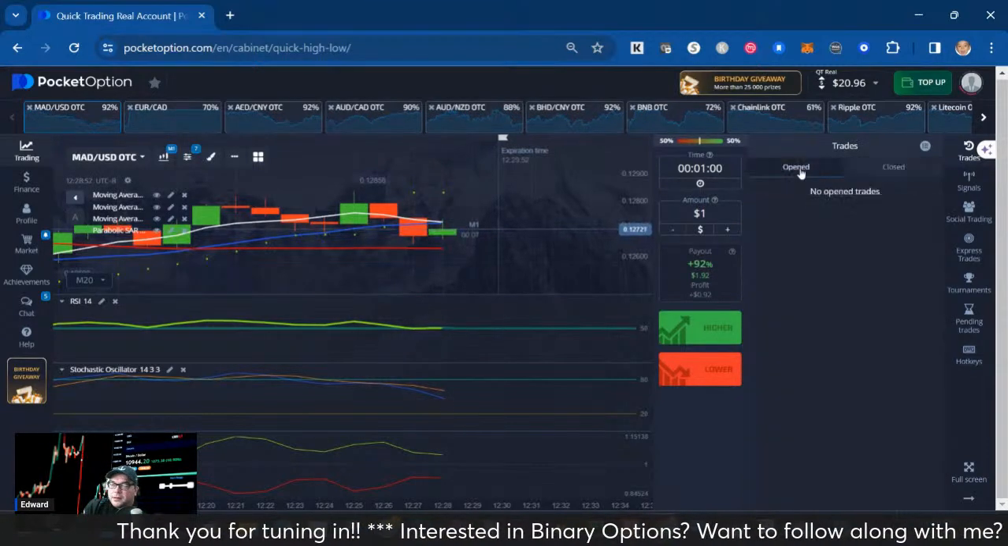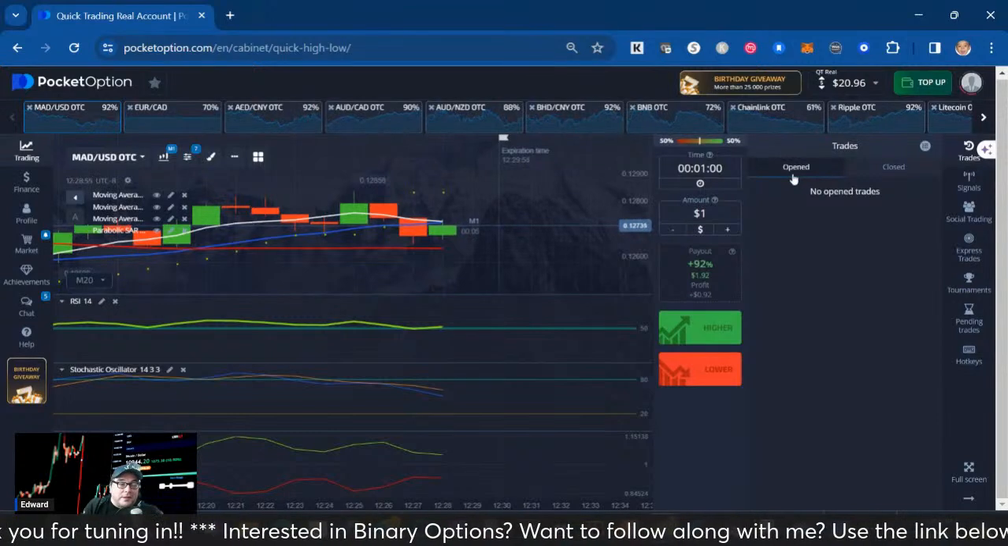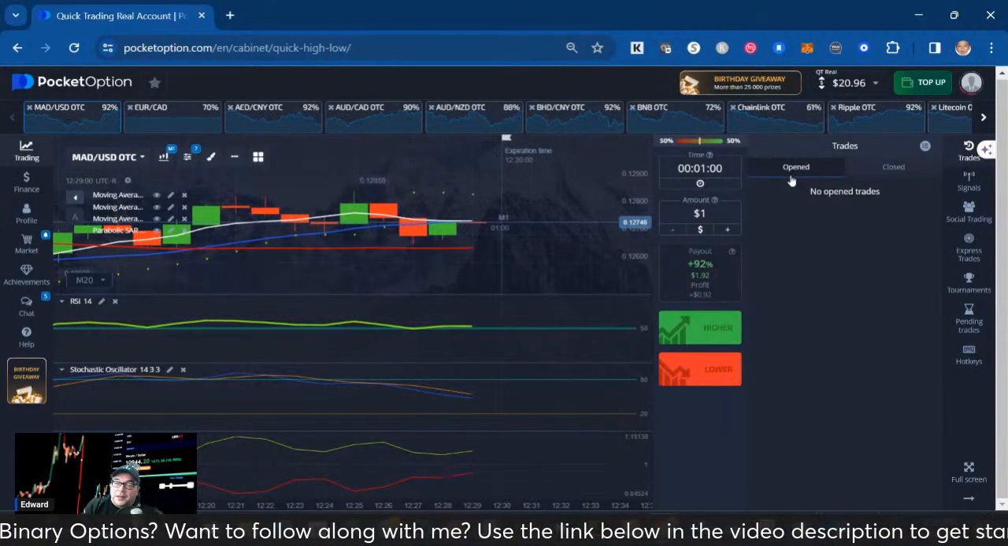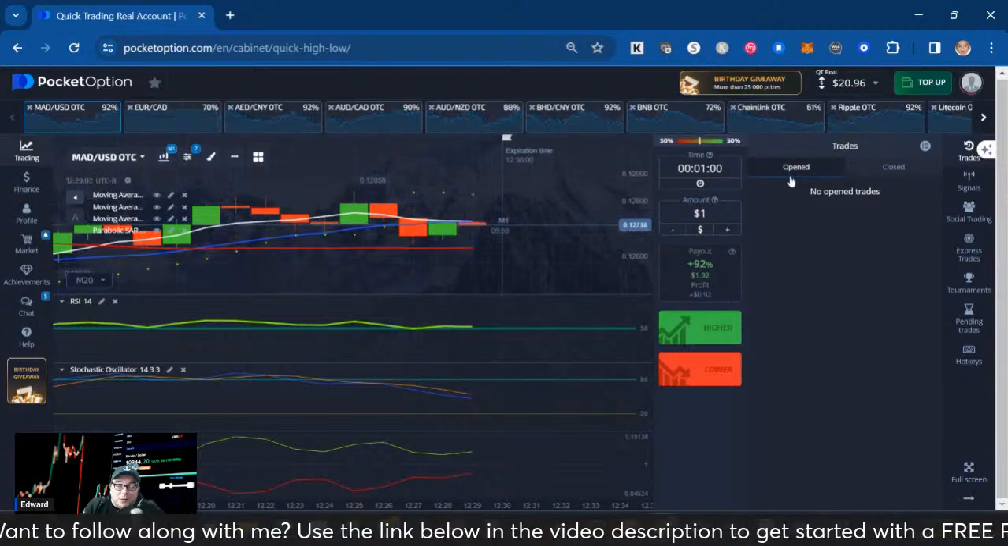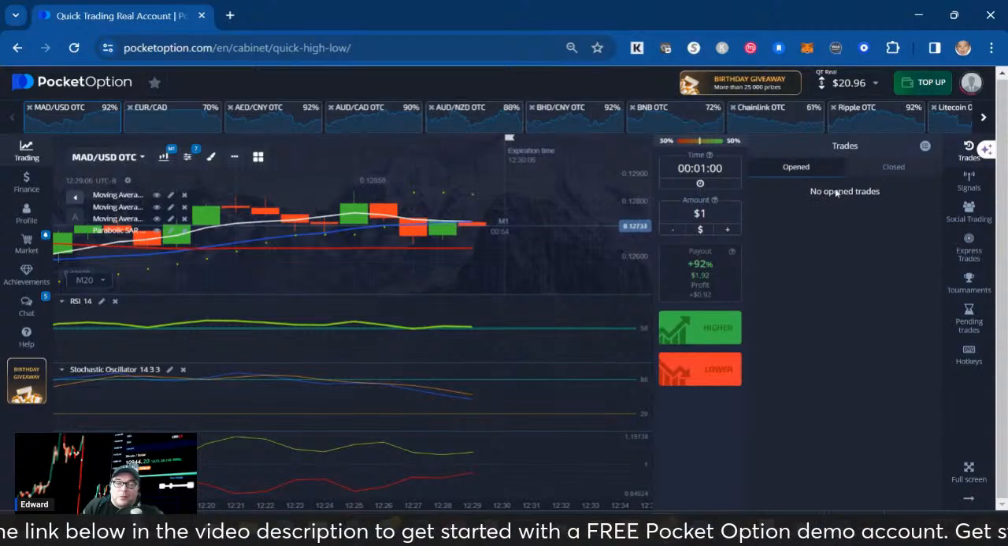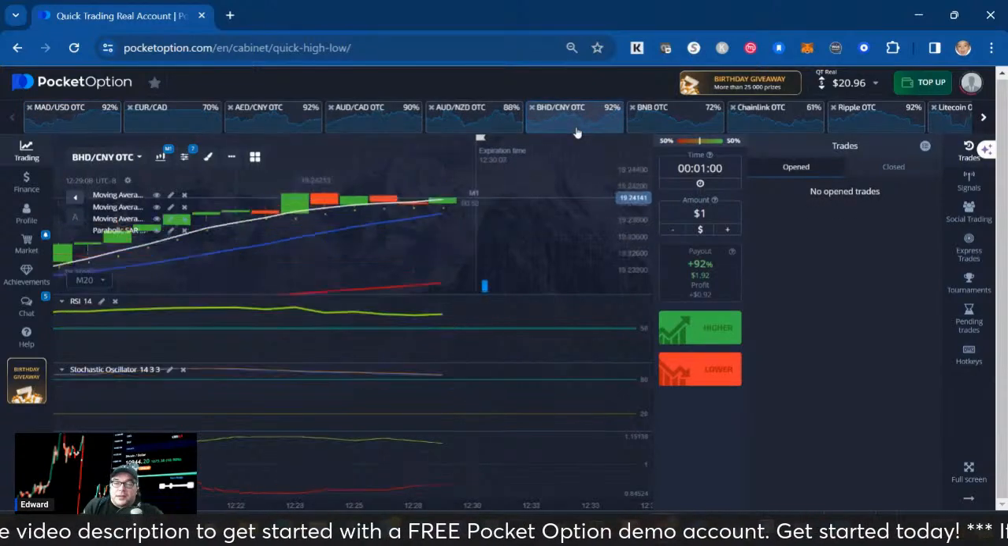$1.92. So anybody who just tuned in, we started with $20. We've been up as high as, I think, $24, $25, and now we're at $20.96. We're right back where we started. Still fighting.